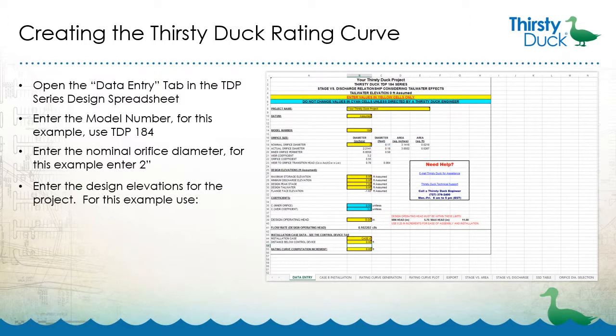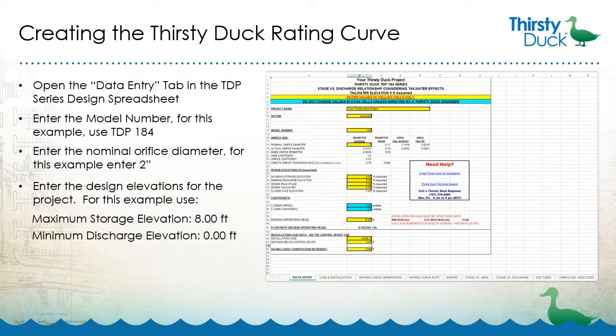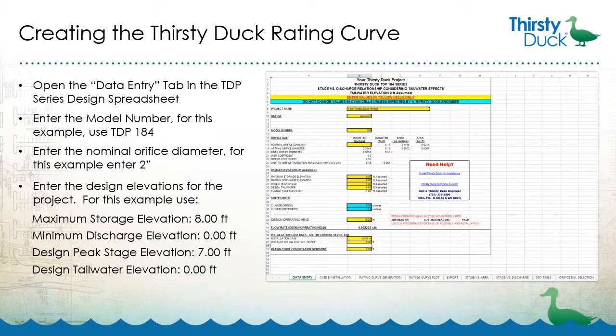Next, enter the design elevations for the project. For this example, the maximum storage elevation is 8.00. The minimum discharge elevation is 0.00, while the design peak stage is elevation 7.00. We will not assume there is any tailwater influence in this example, therefore enter the tailwater elevation at 0.00.